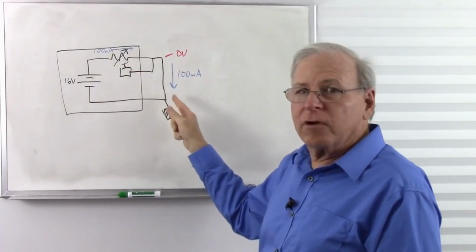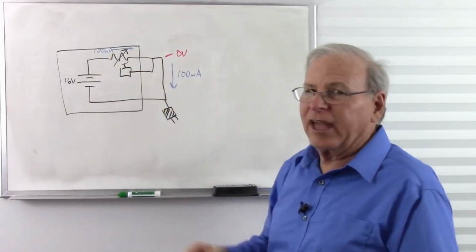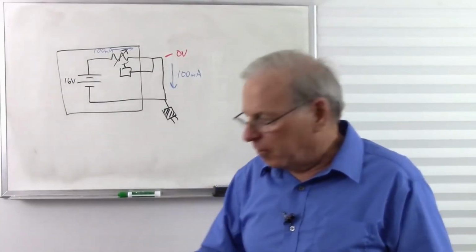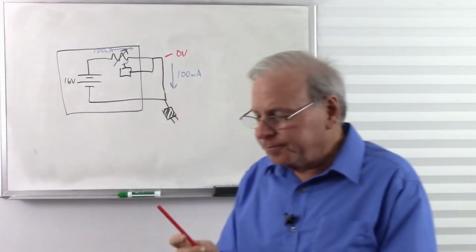So why do we have 0 volts? Because we have 0 resistance. To have any voltage, we must have two things, current plus resistance. Let me pull out my little soda straw to remind us here.